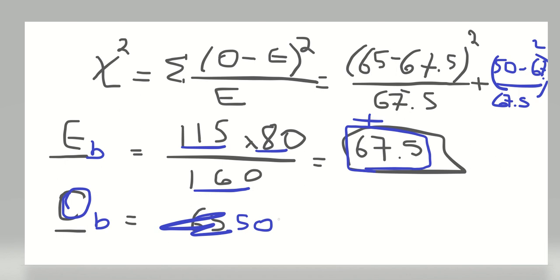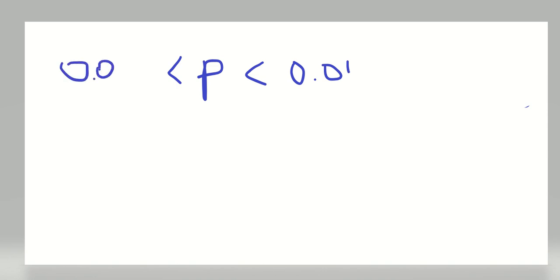So we go back to our testing hypothesis steps, let's finish our testing hypothesis. So our p-value is less than 0.01, but it's greater than 0.001. Okay, so step number 5, our p-value is less than alpha. Step number 6, we're going to reject the null hypothesis. And the last step is our research conclusion.